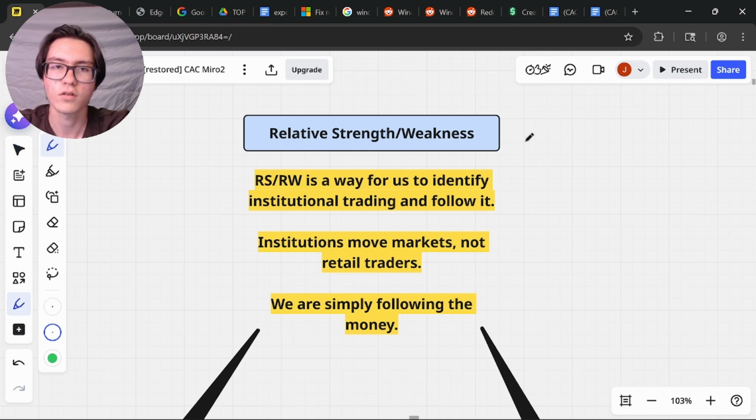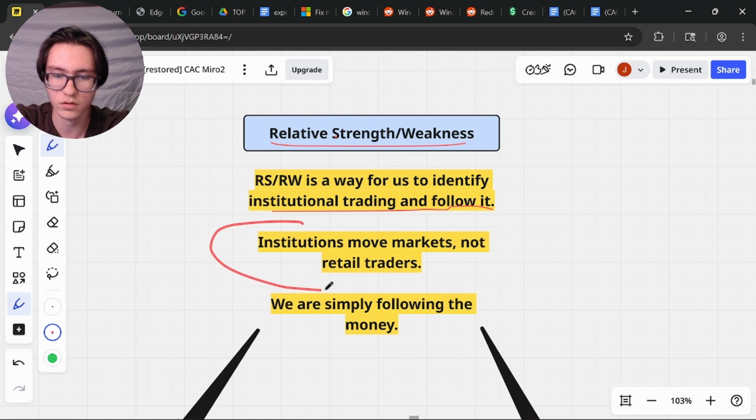So basically the strategy I use is called relative strength and relative weakness. RS and RW is a way for us to identify institutional trading and follow it. So to first understand why this strategy works, you need to understand that institutions move markets and not retail traders.